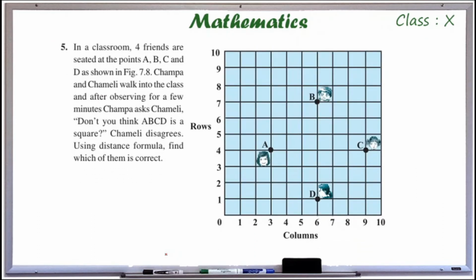And one different question. Read this question. We have 4 points A, B, C, D. We have to check whether A, B, C, D is a square. Read the question.